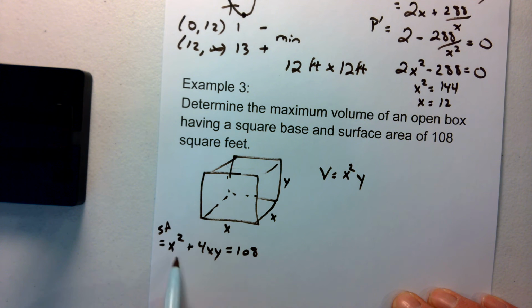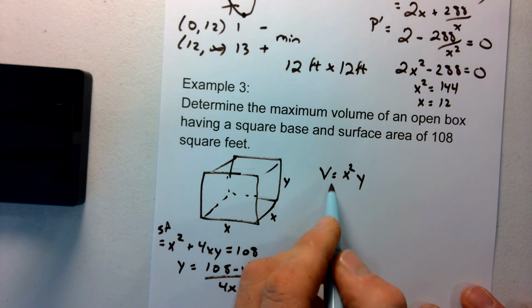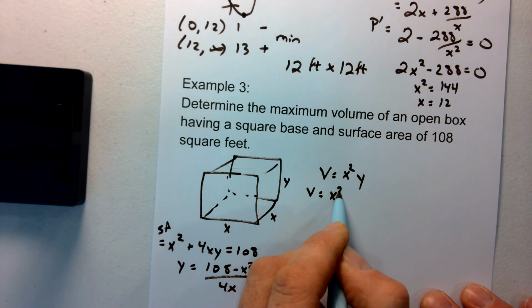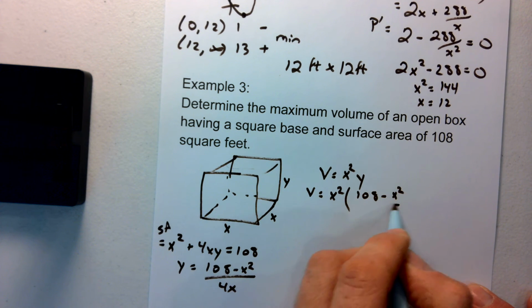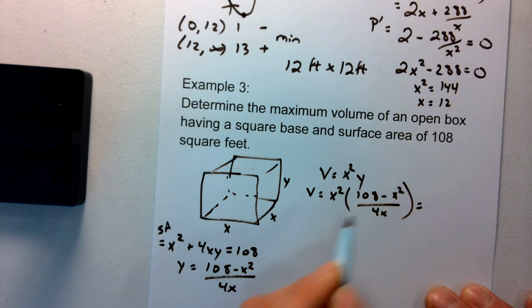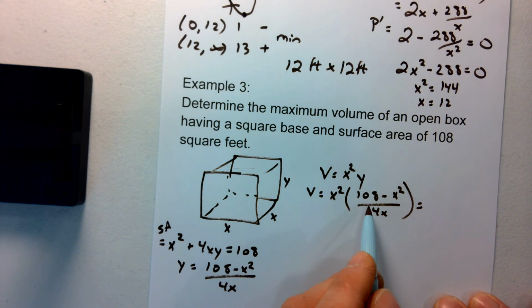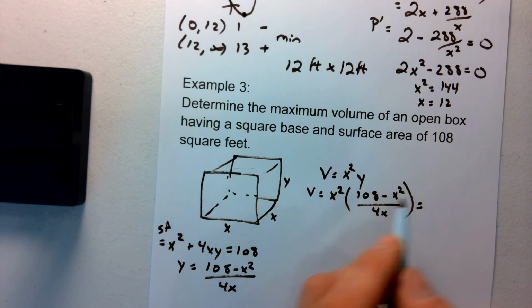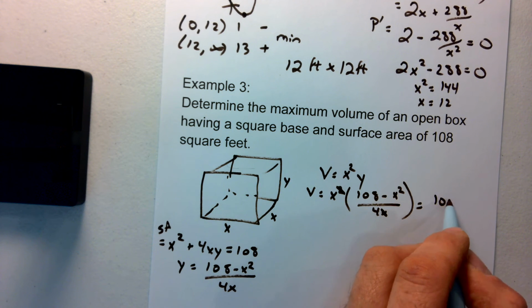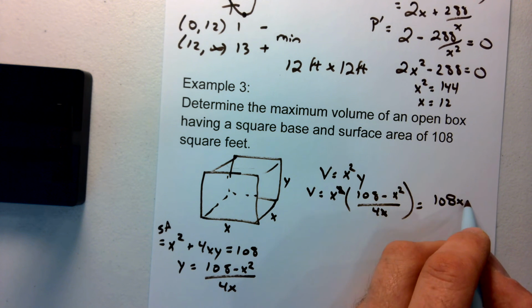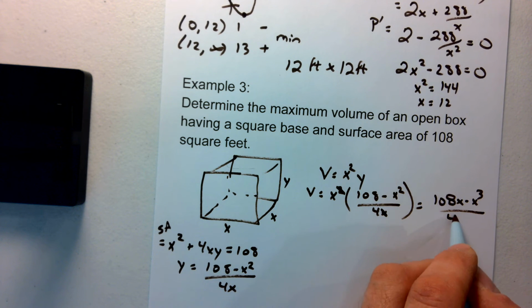So again, I'm going to go ahead and solve for one of my variables. I'm going to solve for y. So that gives 108 minus x squared over 4x. Come up here to my volume, so I get x squared times 108 minus x squared over 4x. My x's here will cancel. That's kind of nice. So I get x times 108 minus x squared, or 108x minus x to the third over 4.